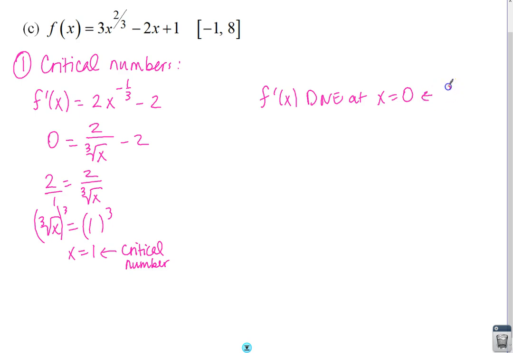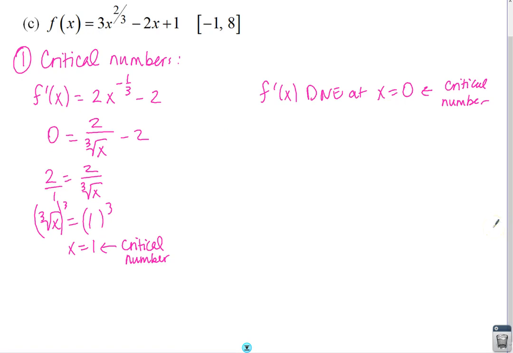This is another critical number. So I have 2 critical numbers so far. X equals 1, x equals 0. Step 2 tells us to evaluate our function at those 2 critical numbers. Because I have some space, I'm going to just do that right here.